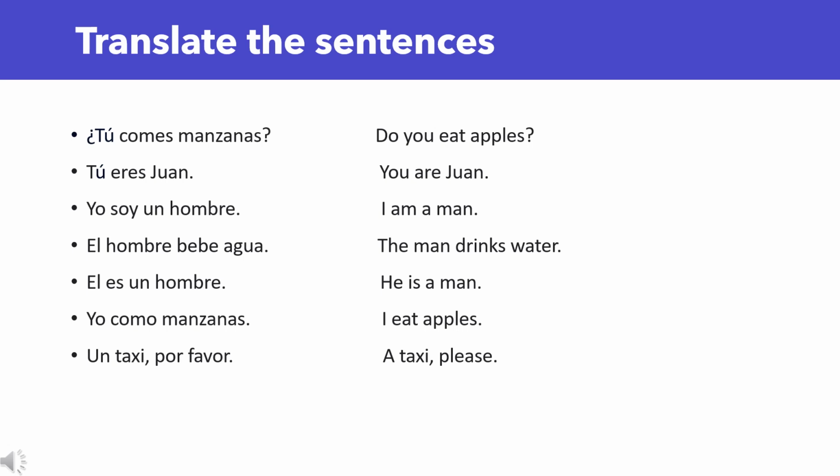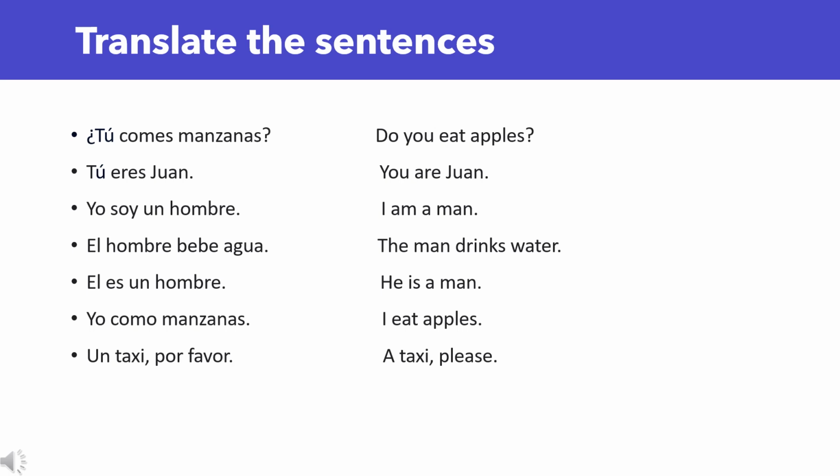Okay, now we will see translation of these sentences to English. Very first one. Tú comes manzanas, which means, do you eat apples? Tú eres Juan, which means, you are Juan.